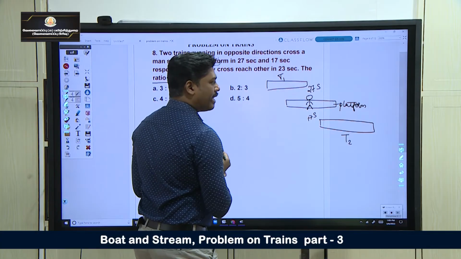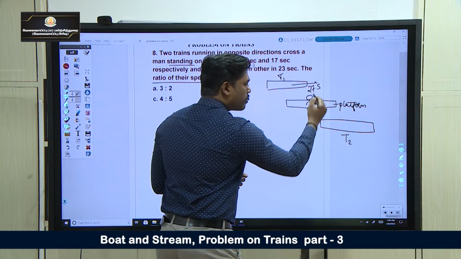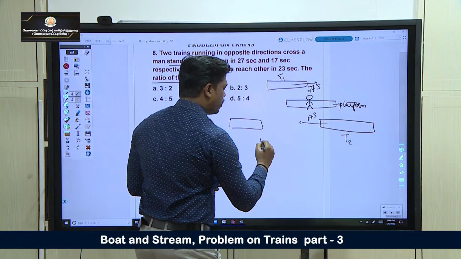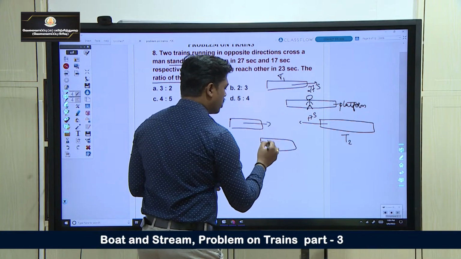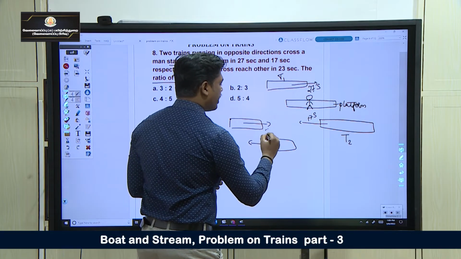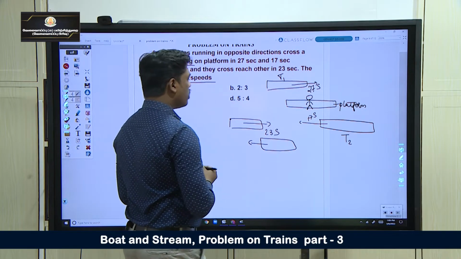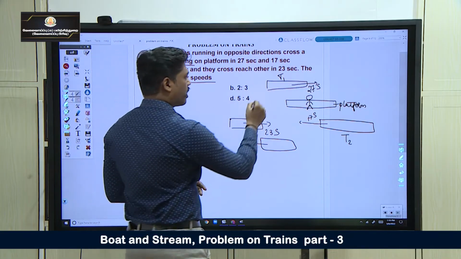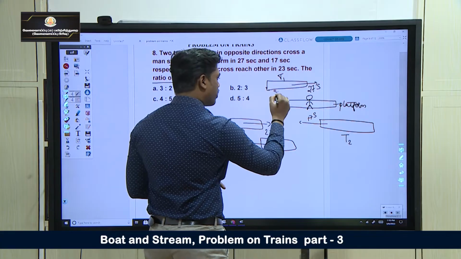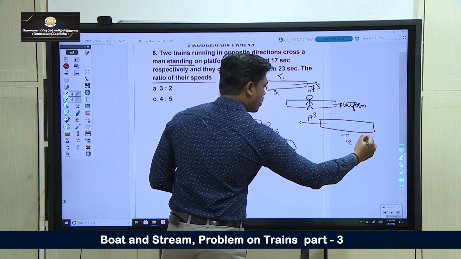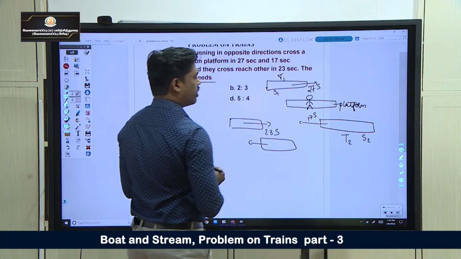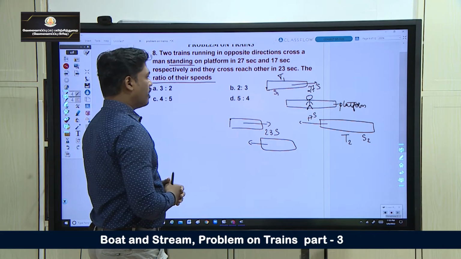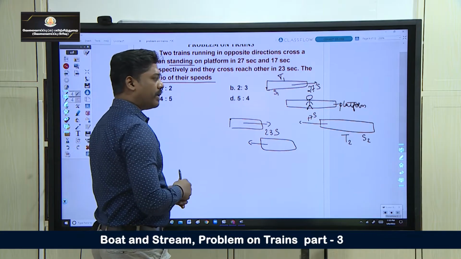First they are crossing the man on the platform. Now, these two trains cross each other. Let me draw it here. Now, these two trains cross each other in 23 seconds. What is the ratio of their speeds? They have not given the length of the train or the speed of the train. They have given only the time taken to cross. We have to find the ratio of speeds.